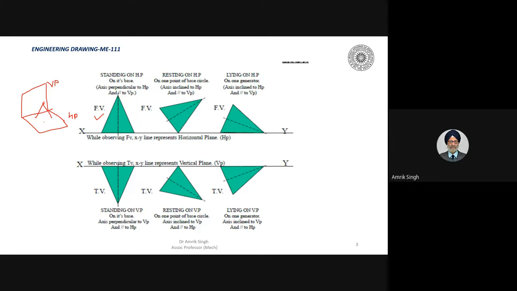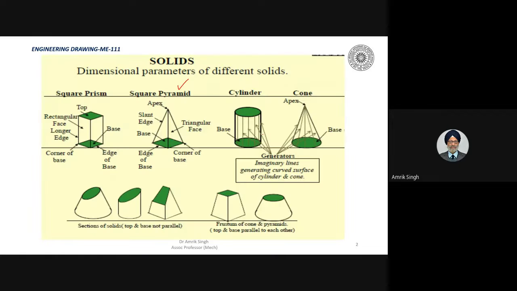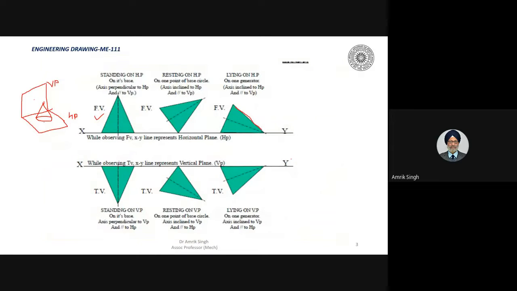If it is a cone, the front view will be this. And the top view, when it is standing here on VP, will be like this. When it is inclined, then it will be shown like this. And when it is lying with one of its generators, this side is a generator. This we have seen in the previous slide also. See, these are the generators. So this is a generator. So it will be there.